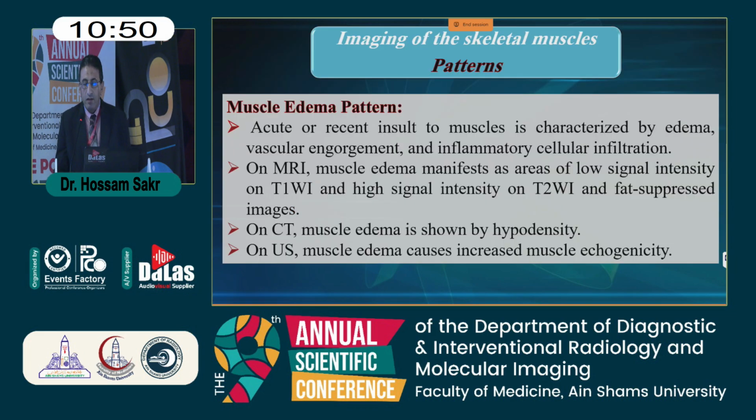Several patterns can appear on imaging of skeletal muscles. The first pattern is the muscle edema pattern. It occurs in acute or recent insult to muscles, characterized by edema, vascular engorgement, and inflammatory cellular infiltrate. On MRI, muscle edema manifests as areas of low signal intensity on T1 and high signal on T2 and fat suppressed images. In CT, muscle edema is shown by hypodensity, and ultrasound shows increased muscle heterogeneity.